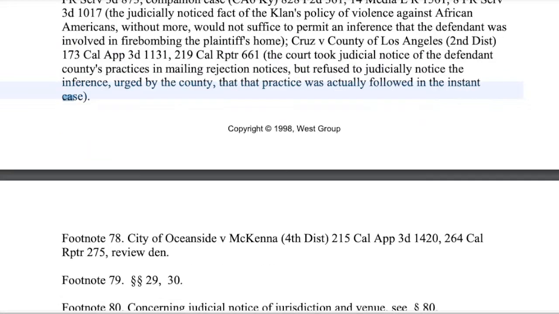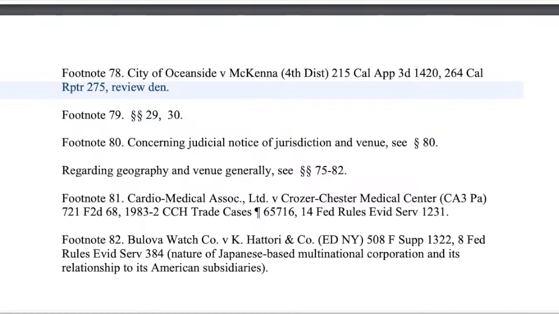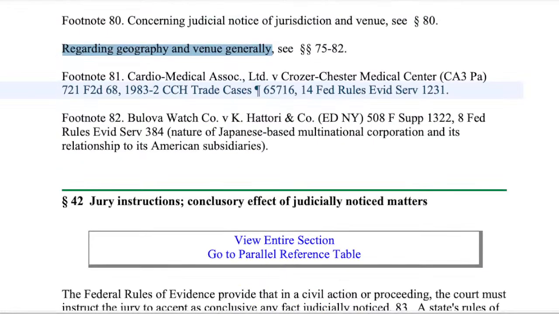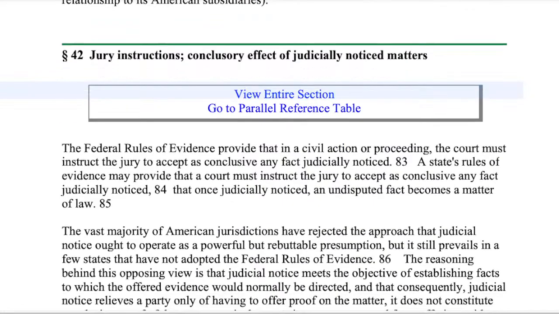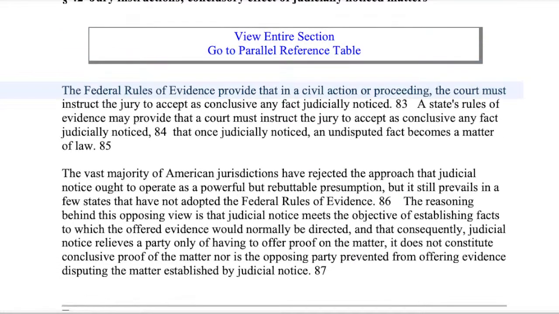So in California, let's see, we have here, see, Oceanside, concerning judicial notice of jurisdiction and venue, see Section 80. And regarding geography and venue generally, see Section 75 to 82. And those will be hopefully in later editions. And we're on to the jury instructions of conclusory effect of judicially noticed matters.